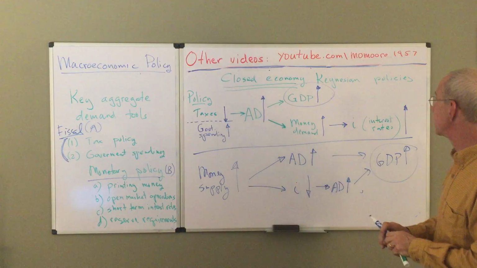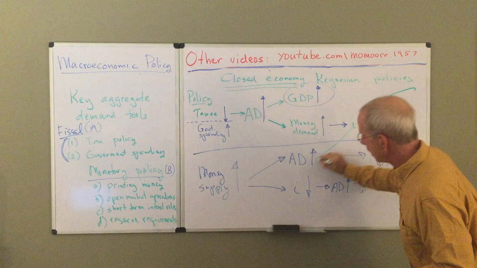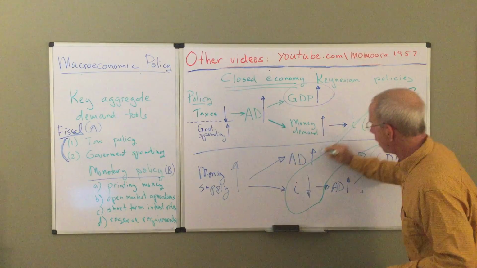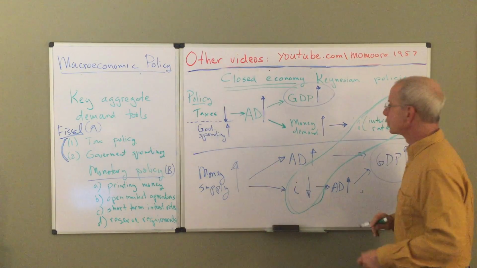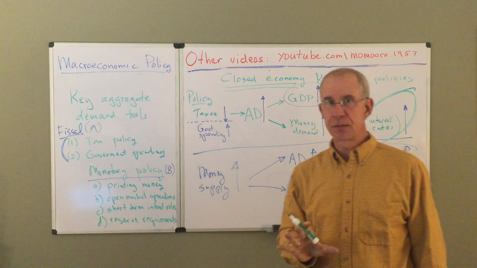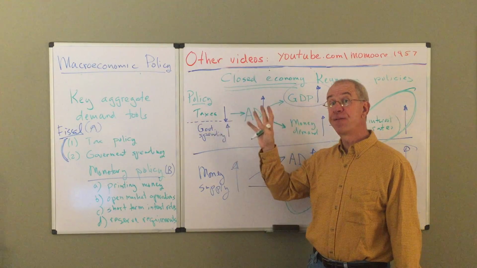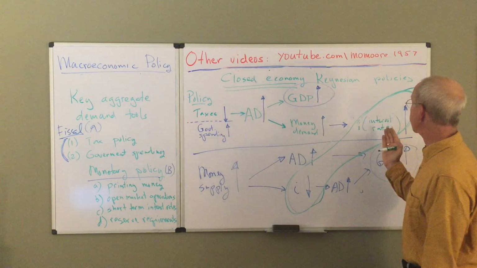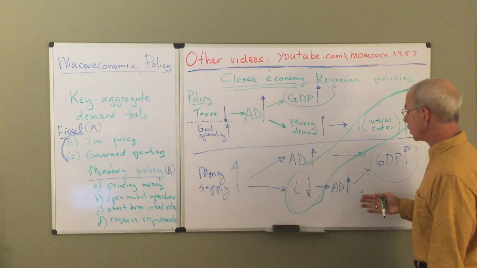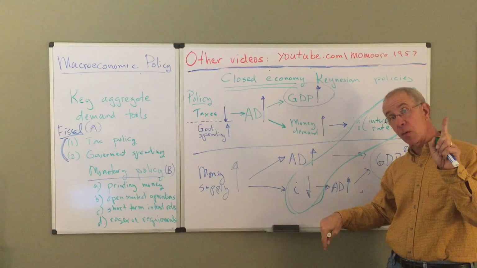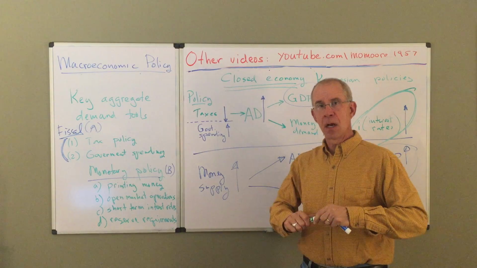But here is the critical difference between these things, which we're going to see in a number of different contexts. And you really want to get this solidified in your mind. Expansionary fiscal policy will tend to raise interest rates. Expansionary monetary policy will tend to lower interest rates. These two things go in opposite directions. Now, in the closed economy, that's relatively unimportant.